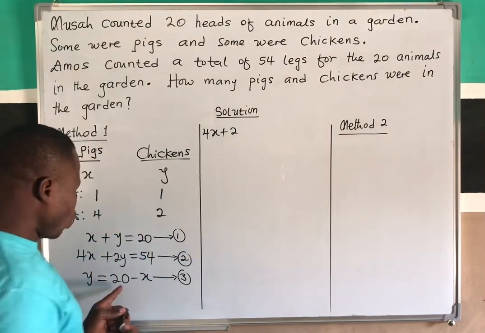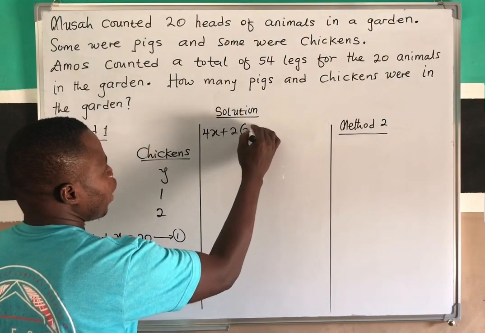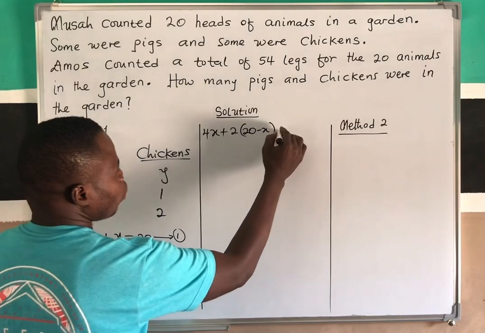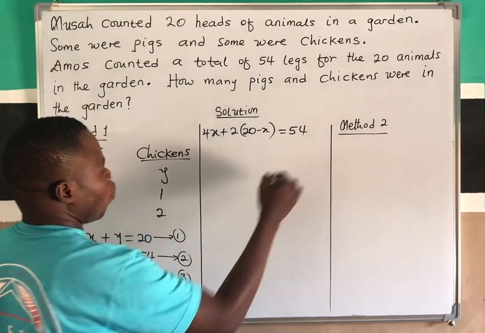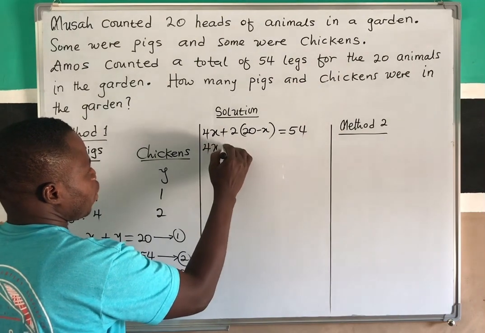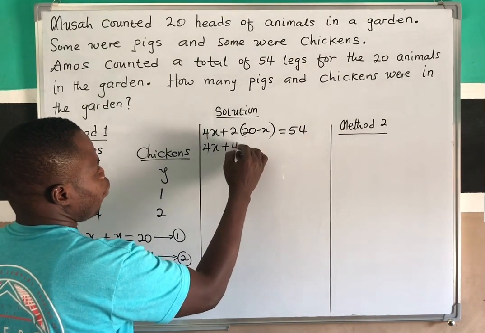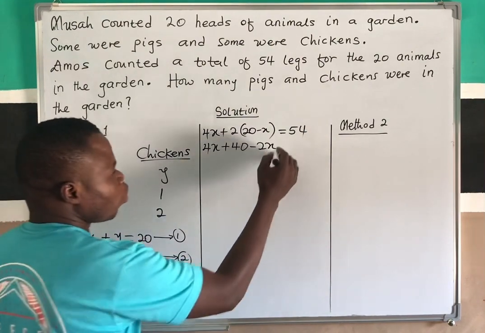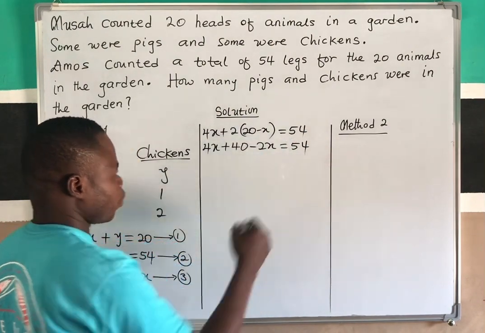So, substituting 3 into 2, I'll have 4x plus 2y. But y is now 20 minus x. So I'll open brackets and write 20 minus x, which is equal to 54. Then, to simplify by opening the brackets, I'll have 4x, 2 times 20, 40. 2 times minus x, minus 2x. Then this will be equal to 54.